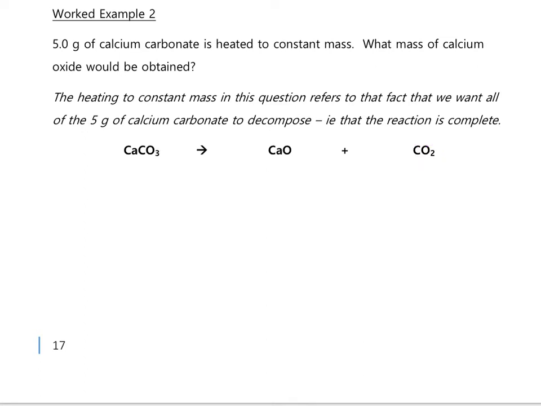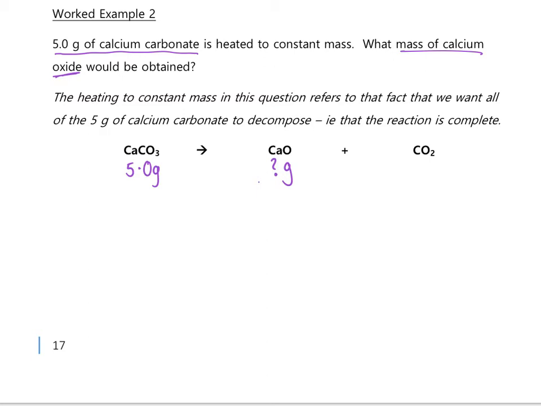So let's read through the question and write down the information that I know. It tells me that I start with 5 grams of calcium carbonate, so I want to write 5.0 grams underneath my calcium carbonate. It reacts to give me calcium oxide and carbon dioxide. The question asks me to work out the mass of calcium oxide. So I put a question mark underneath my calcium oxide and the units of grams, because that's the unit that mass is in, and that will remind me which part of the equation to bring my moles to.